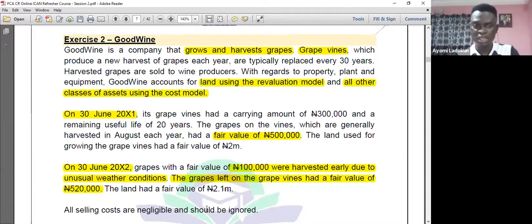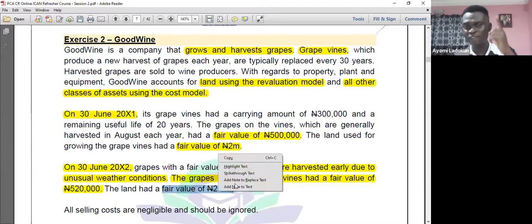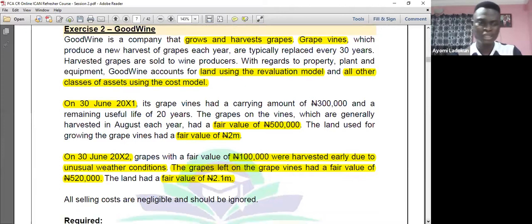He now said the land had a fair value of 2.1 million. I asked the examiner how he wants me to treat land relating to agricultural activity, and he said it's carried under the revaluation model. So I revalue from 2 million to 2.1 million. When I revalue upward under IAS 16, where do I take the 0.1 million, that is 100,000? I take it straight away to other comprehensive income. And that's the end of the question.